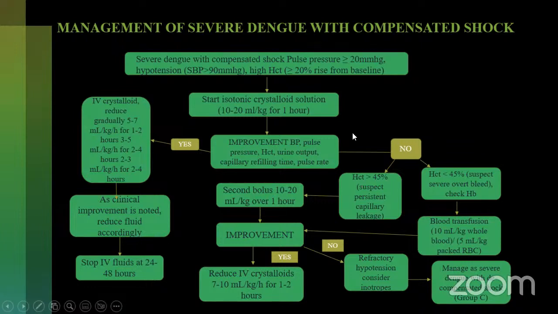When no improvement, then again we'll have to look at the hematocrit. If it is remaining more than 45%, we have to give a second bolus, 10 to 20 ml per kg over the next 1 hour, and then look for signs of improvement, and then we can decide on de-escalation. If the hematocrit remains below 45%, again, we have to suspect any overt bleeding. We have to look at the hemoglobin and plan for transfusion. So the algorithm remains similar, like in case if the patients have refractory hypotension, we have to manage them as decompensated shock.